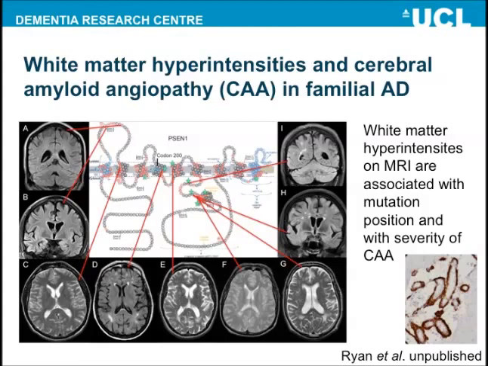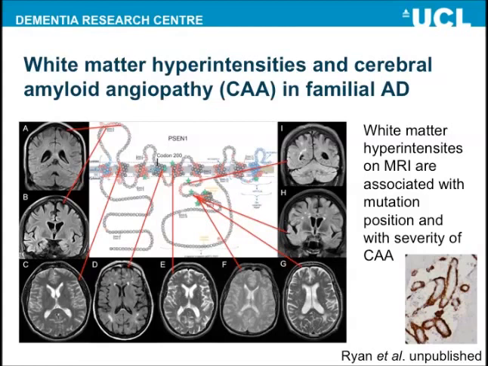And for this study, we were able to look at scans collected really over the past 20 years from families who participated in our research. And some individuals had subsequently died, and 10 had made the very generous decision to donate their brains to research after death. So working with Tamara Lashley, who you'll be hearing from next, we were able to look in those brains and see what actually was the severity of cerebral amyloid angiopathy, the deposition of amyloid in the blood vessels. And we found that it did correlate with the severity of these white matter hyperintensities.